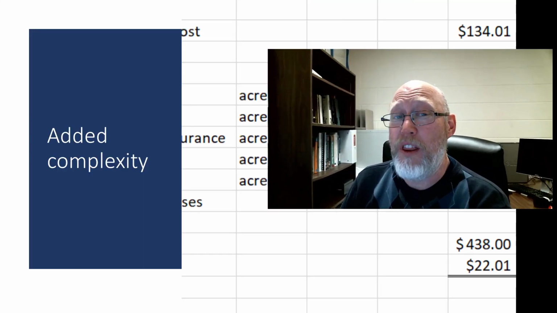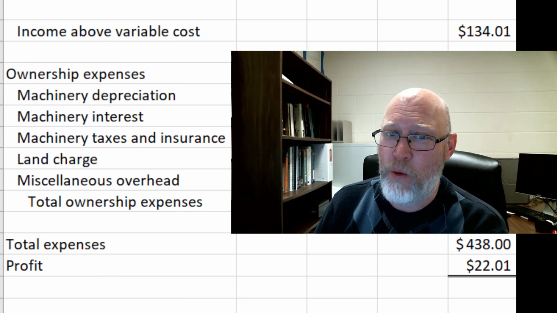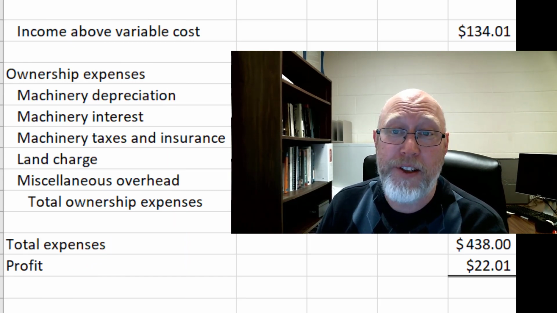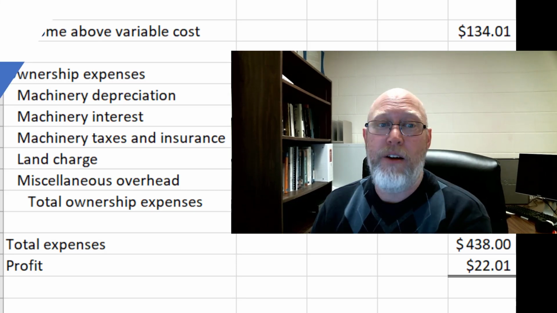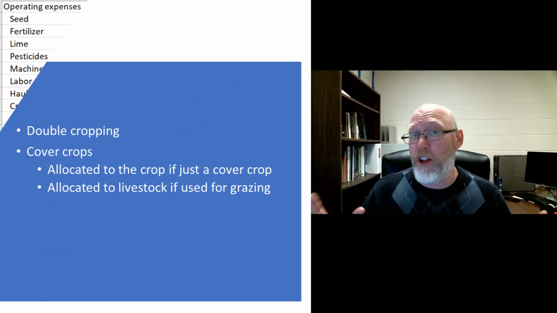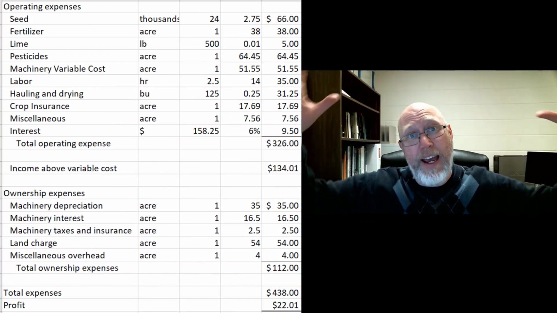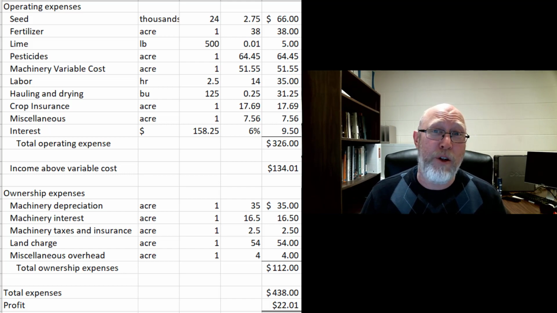Now, what do you do when things get more complicated? There are a lot of complications. And so when you add complications to the production process, you have to add complications to the budget. Double cropping, for example. It's not uncommon for farms to produce multiple crops in one calendar year. The best example I can think of is a corn, wheat, soybean rotation.